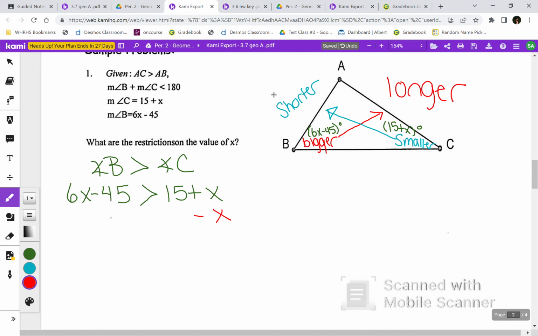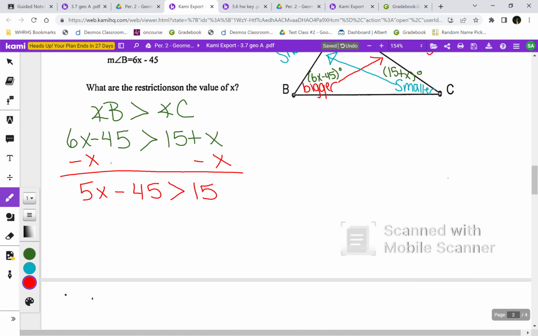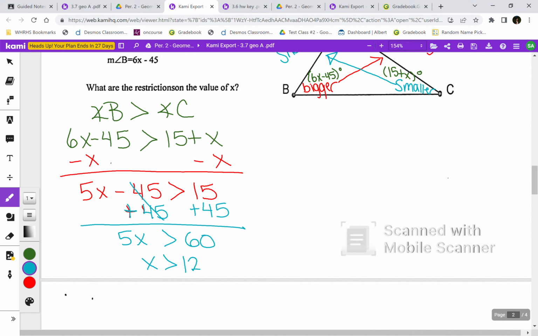So I'm going to subtract x on both sides. So we're going to have 5x minus 45 is greater than 15. I will now add 45 on both sides. So 5x is greater than 60, so x has to be greater than 12. All right, so we got x is greater than 12.